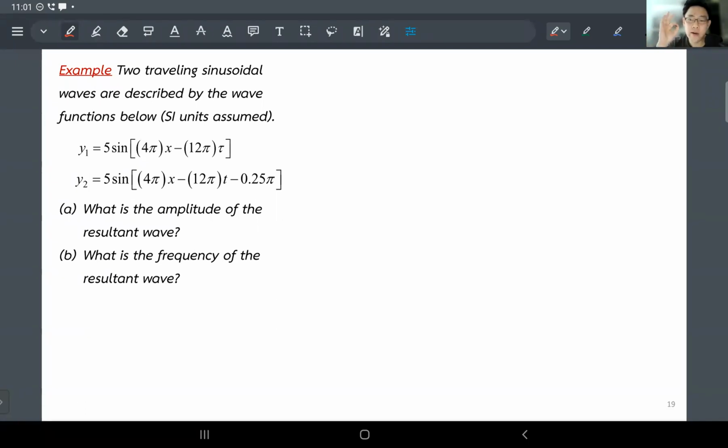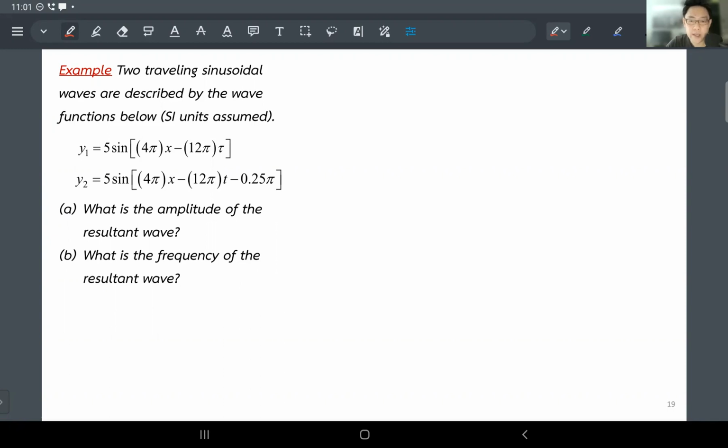All right, guys. So everyone read this problem and see how you can proceed with it. Come on. All right, give it a shot. So you have two traveling sinusoidal waves described by the wave function given. I think everyone should be able to read this one now, because everyone knows how to extract all the information from the wave equation. So everyone should be in very good shape now.